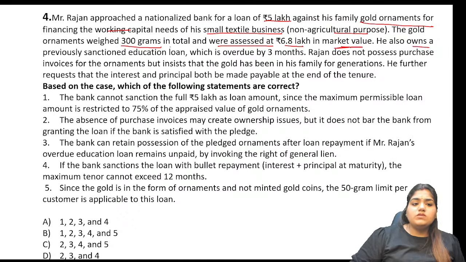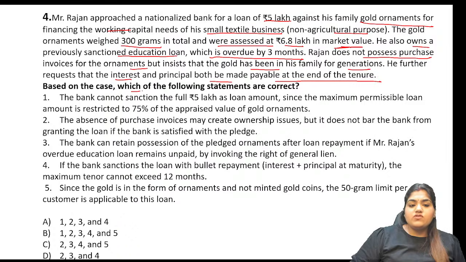He also has a previously sanctioned education loan which was overdue by 3 months. Rajan does not possess a purchase invoice of the ornaments but insists that the gold has been in the family for generations. He further requests that the interest and the principal both be paid at the end of the tenure.